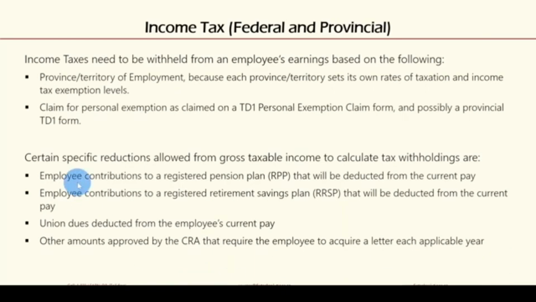So there are a few ways: employee contributions to a registered pension plan, RPP, that will be deducted from the current pay; employee contributions to an RRSP, or registered retirement savings plan, that will be deducted from the current pay; union dues deducted from the employee's current pay; or other amounts approved by the CRA that require the employee to acquire a letter each applicable year. Right, guys, so that is a quick little tutorial on the statutory deductions here in Canada, the three of those: CPP, EI, and taxes.